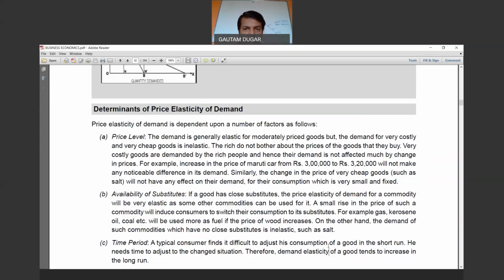Next, time period. Obviously, in the short run and in the long run, just remember two things. In the short run, the demand is generally inelastic, and in the long run, elastic.